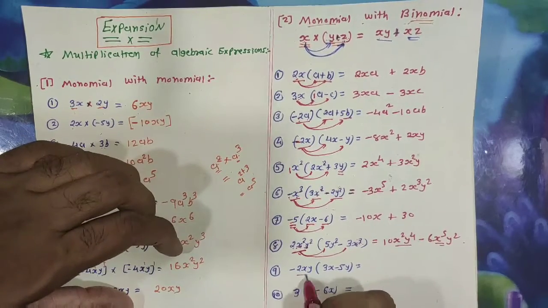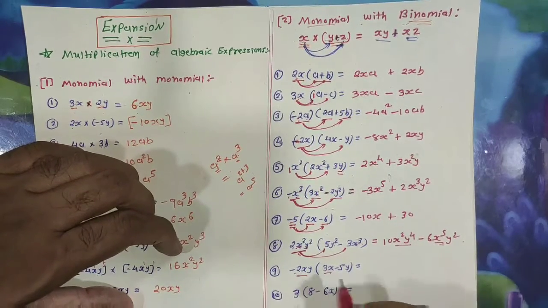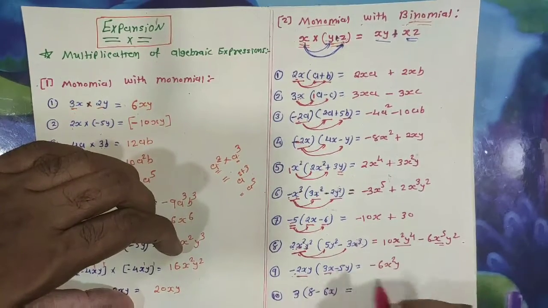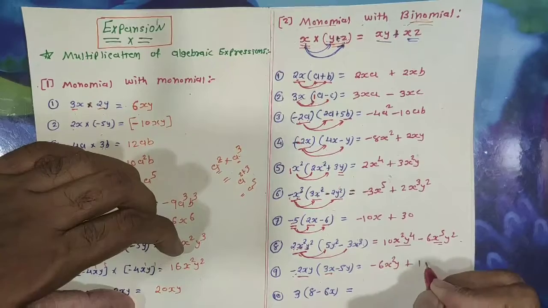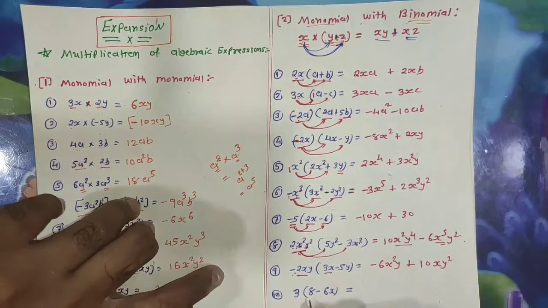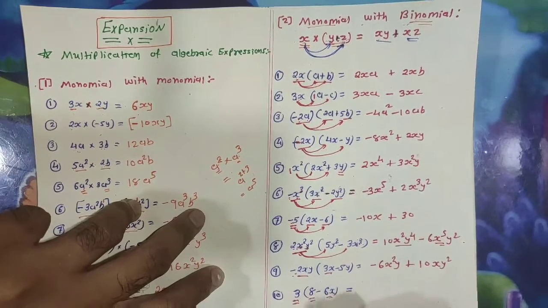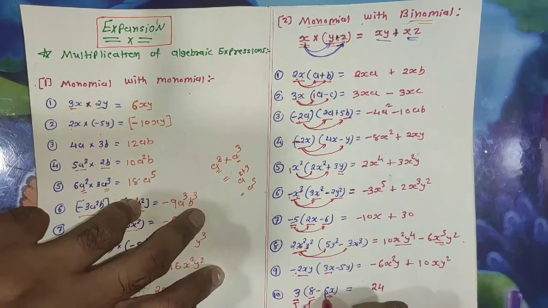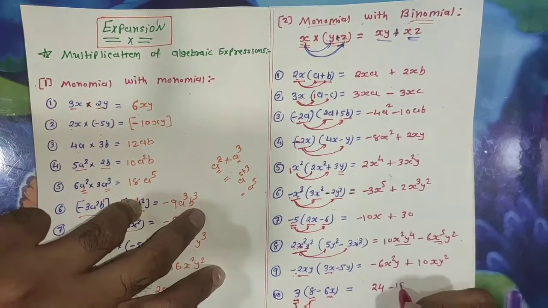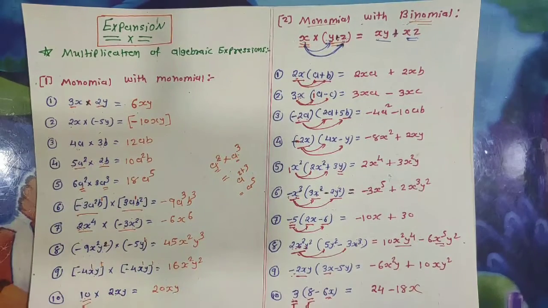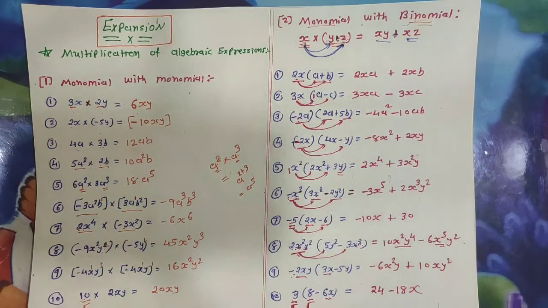Now here, minus 2xy into 3x, so it's minus 2 into 3, minus 6x square y, minus minus plus 5 2s are 10xy square. Clear? So now again, what is the answer of this? Multiply 3 with 8, 3 8s are 24, multiply 3 with minus 6, it's minus 18 into x. So this is your multiplication of monomial with binomial. Clear students? So pause the video to note it down.